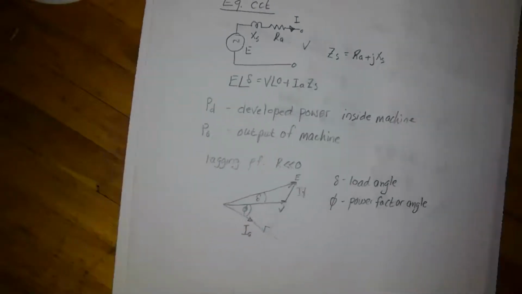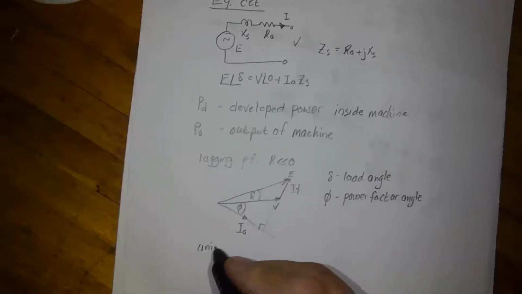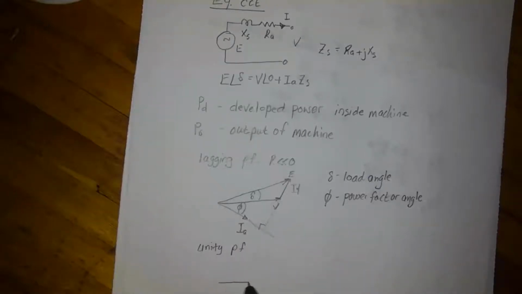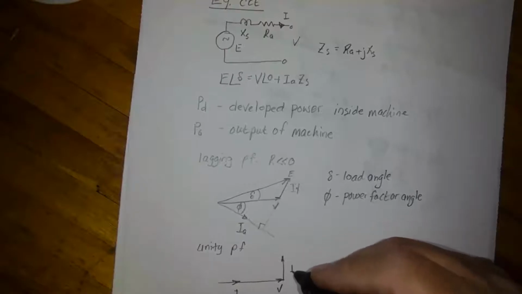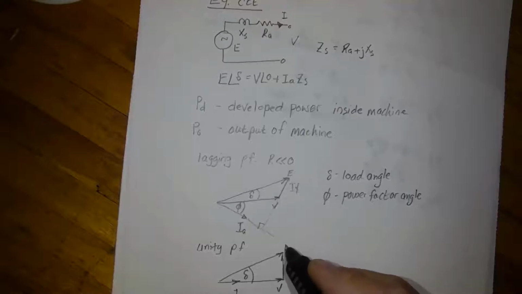Now, the current can be lagging. It can be unity power factor. In that case, it means I is in phase with the voltage. So there we have V and IA, and now perpendicular to it will then be IXS. And again, that is our load angle and the induced EMF.